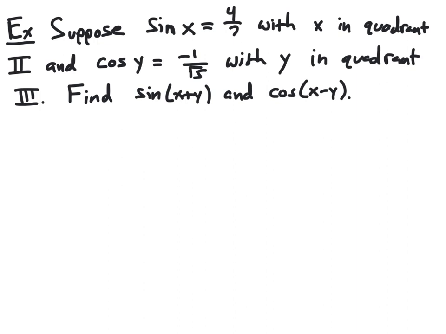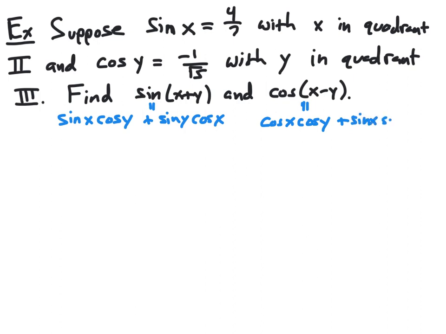So we have the sum and difference formulas that tell us that sine of x plus y will be sine of x cosine of y plus sine of y cosine of x, as well as that the cosine of x minus y is going to be the cosine of x cosine of y plus the sine of x sine of y. And so each of these expressions involves the four numbers sine x, cosine y, sine y, and cosine x, two of which were given and two of which we don't know.